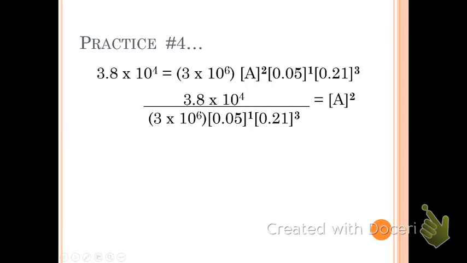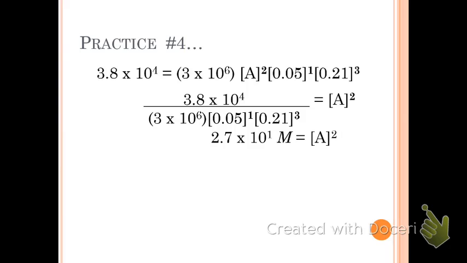All right, so we've got to solve for A. Well, when we solve for A, we put 3.8 e to the negative 4 and divide it by, in parentheses, 3 e to the 6 times 0.05 caret key 1 times 0.21 caret key 3. Your answer to this is going to be 2.7 e to the 1, or 27 molar.